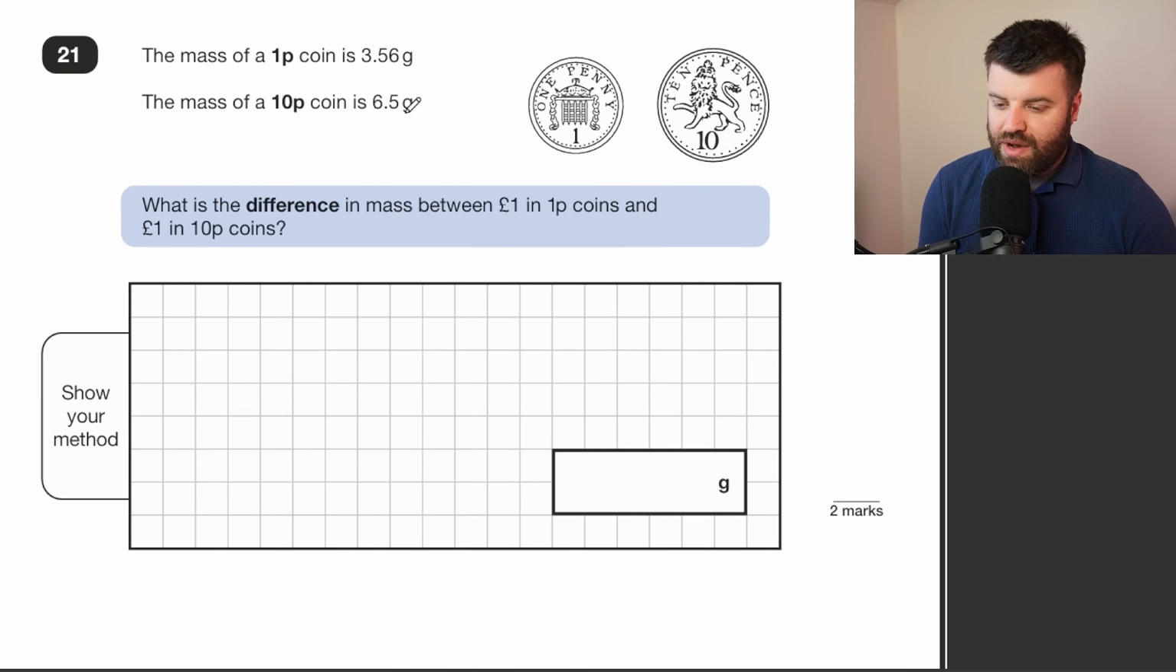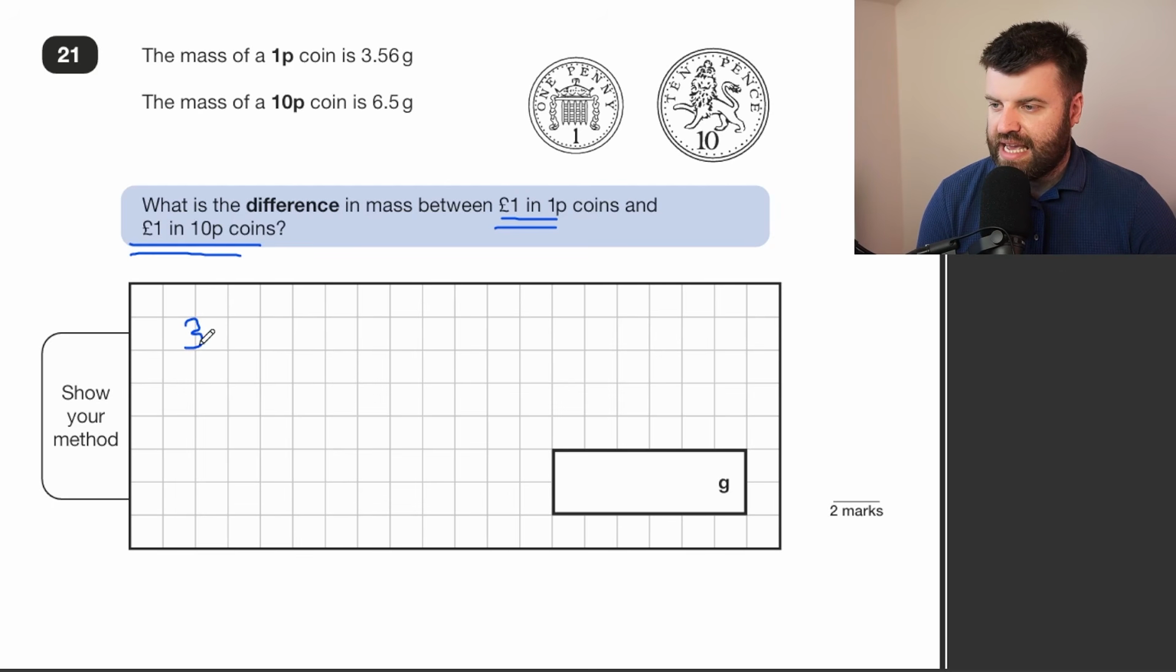Question 21. The mass of a 1p coin is 3.56 grams. The mass of a 10p coin is 6.5 grams. What is the difference in mass between £1 in 1p coins and £1 in 10p coins? My goodness me. First thing to notice is, how do I get £1 in 1p coins? Well, £1 is 100p, so I need 100 1-pence coins.